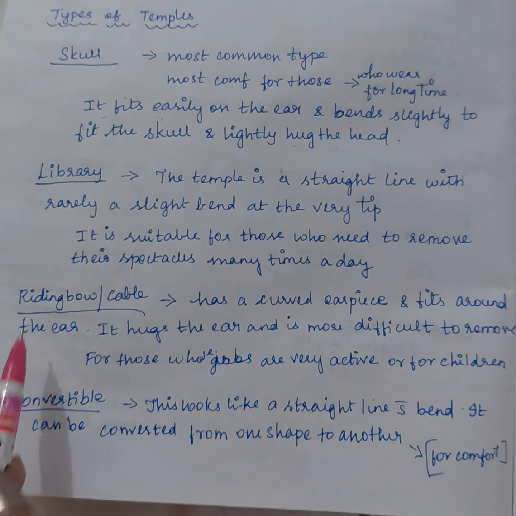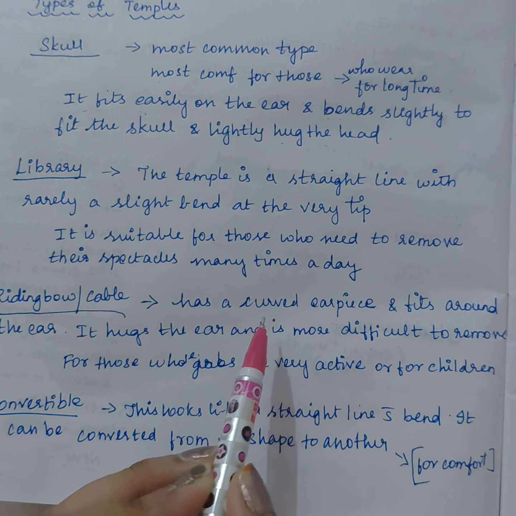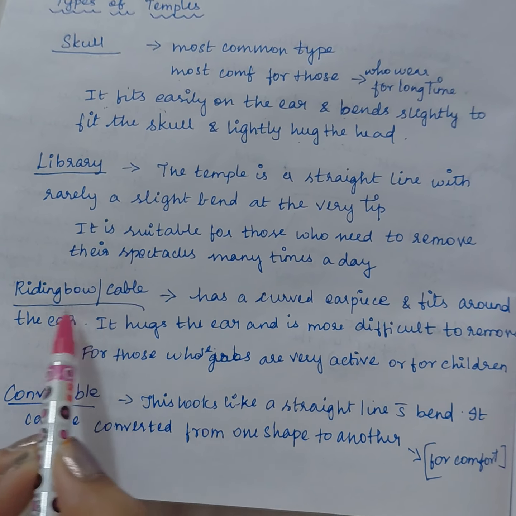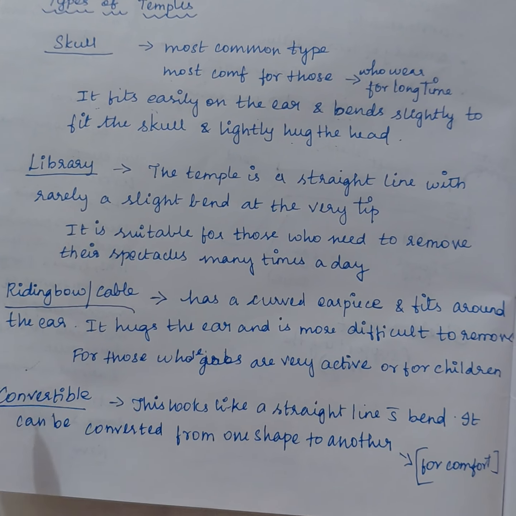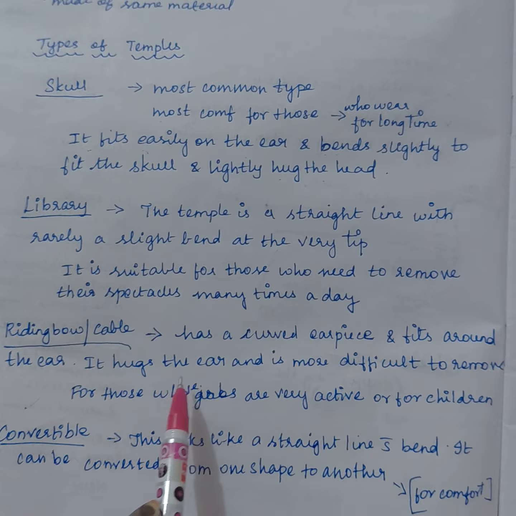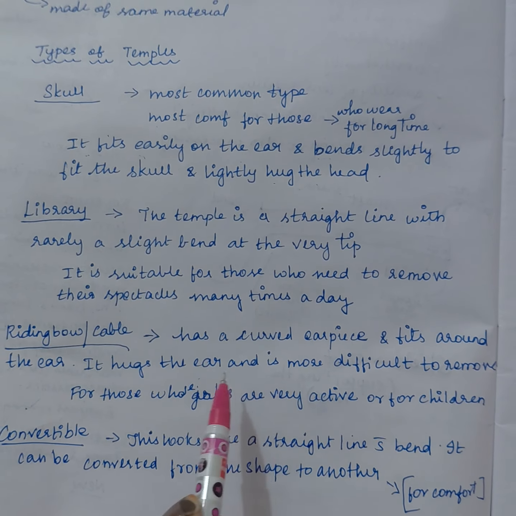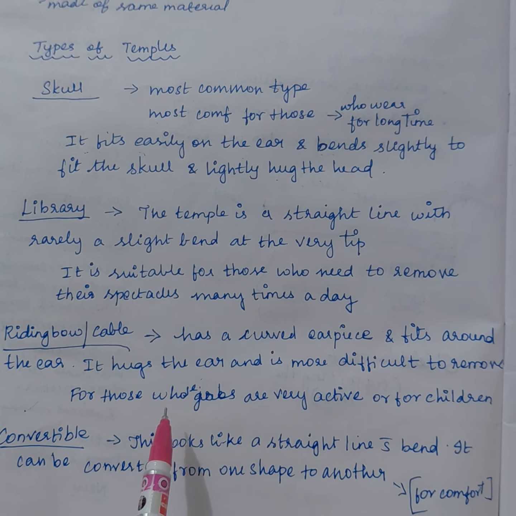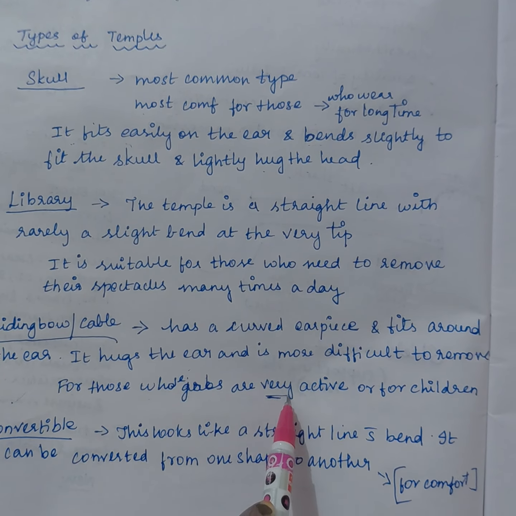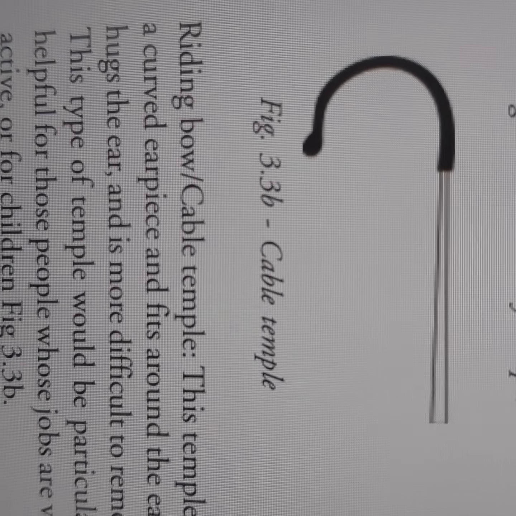The next type of temple is called as a riding bow or cable. It has a curved end piece and it fits around the ear. We can see a curved earpiece in the riding bow or cable type of temple. It is hugging the ear and is more difficult for us to remove. But it is very ideal for those who are very active, whose job is like that, or even for children. This is called as the cable temple.